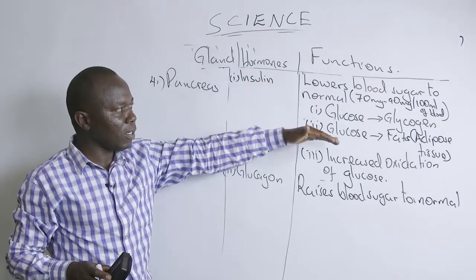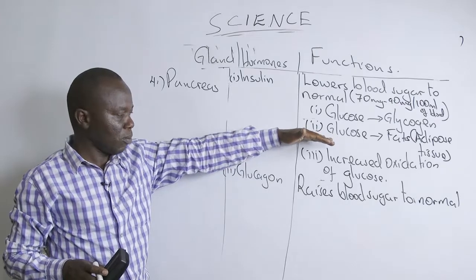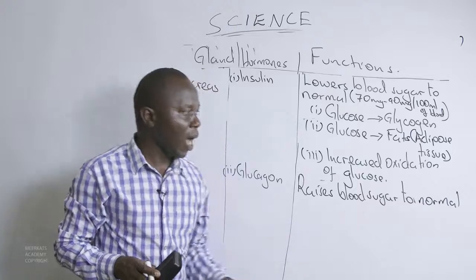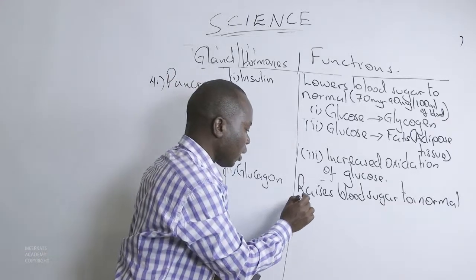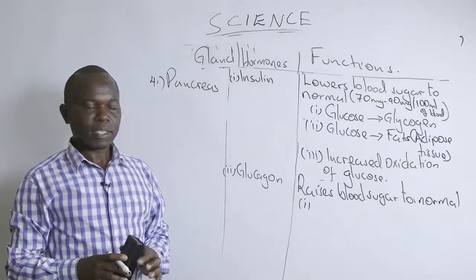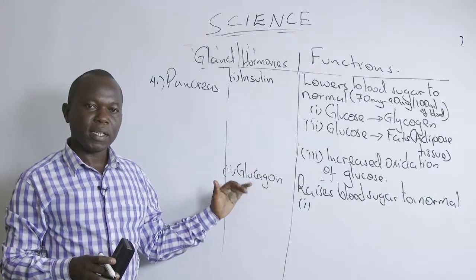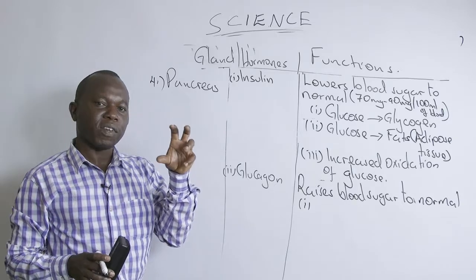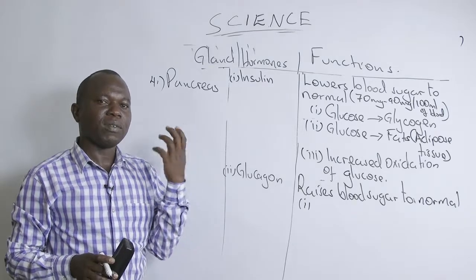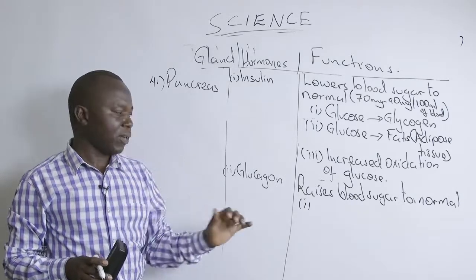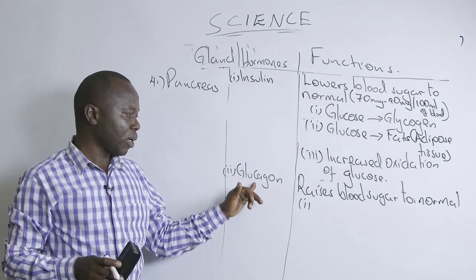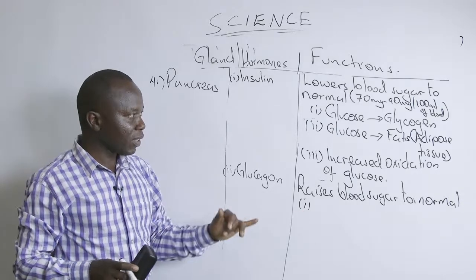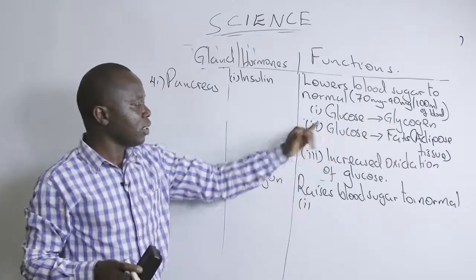So it's going to lower blood sugar back to normal. So glucagon raises blood sugar to normal. How? By causing liver cells. It does not do it on its own. It causes liver cells. Liver cells are the effector. Just like we have looked at the pathway, liver cells are the ones that will respond to glucagon and the ones that will respond to insulin. So it will cause liver cells to convert glycogen to glucose.